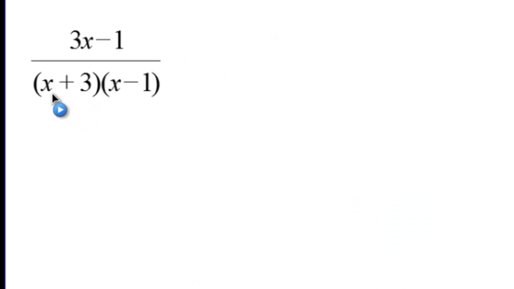Here's our next example, x plus 3 times x minus 1. Now this is a scenario where, what would make this 0? Because I'm multiplying this times this, I know that if either one of these is 0, that's going to create a 0 in my denominator. So I'm using the zero product property to determine what would make the denominator 0. Here, I can't use negative 3 because that would make the denominator 0.